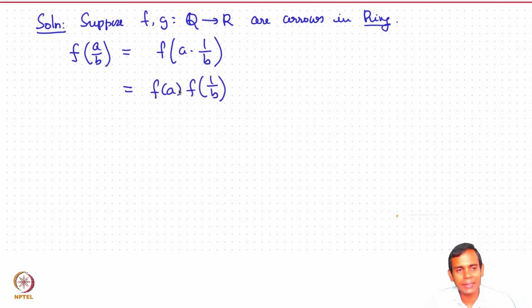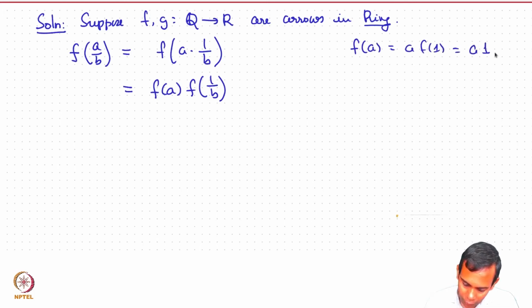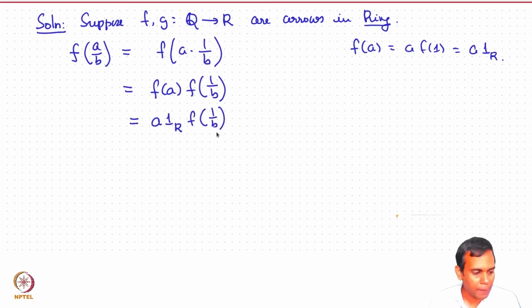If A is a positive integer, then A is 1 plus 1 plus 1 plus 1, and so F of A is A times F of 1, but F of 1 is 1 of R. And if A is negative, then it's the inverse, so you can again write that F of A is A times 1 of R. So this is A times 1 sub R, F of 1 over B. And then for the same reason, this is equal to G of A. There's no difference between F and G. So if F of A is forced to be A times 1 of R, G of A is also going to be A times 1 of R.